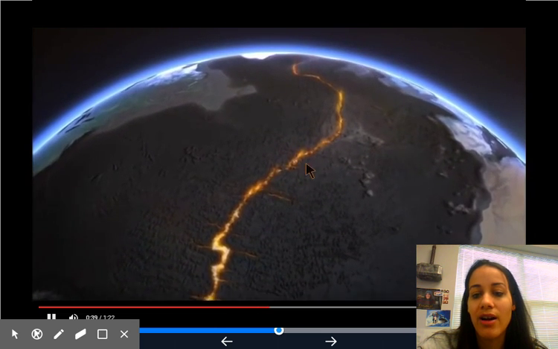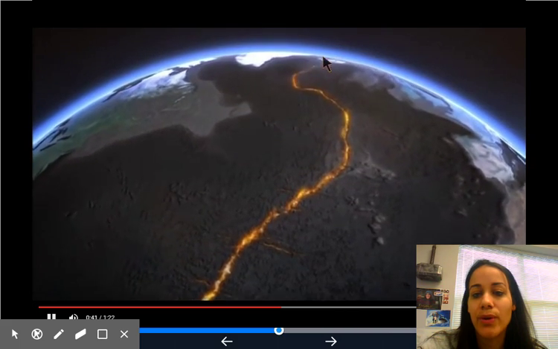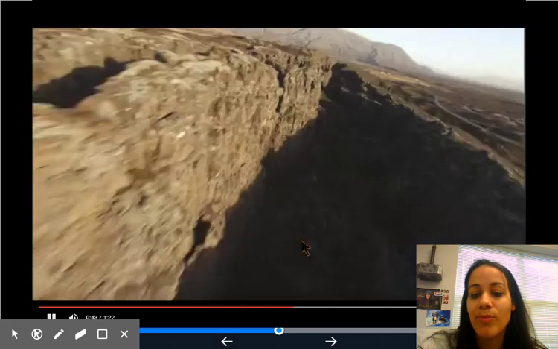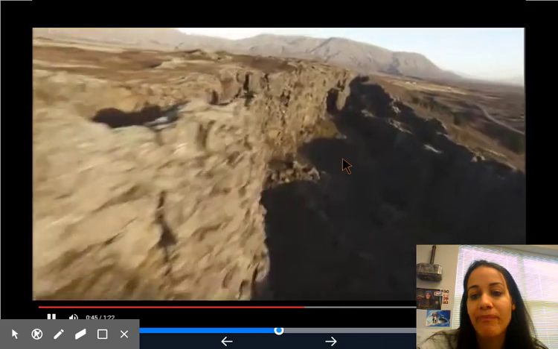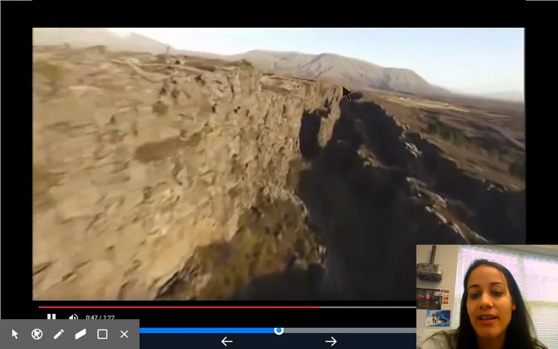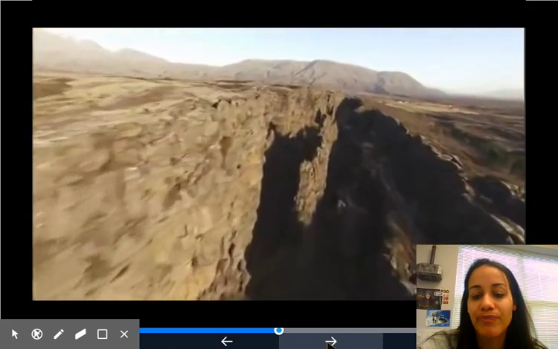It stretches from the South Atlantic all the way to Iceland in the north, where it rises above sea level. Then we can actually see the mid-ocean ridge from the air, the mid-Atlantic.